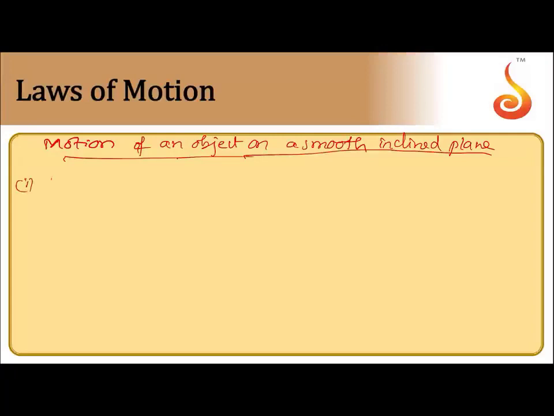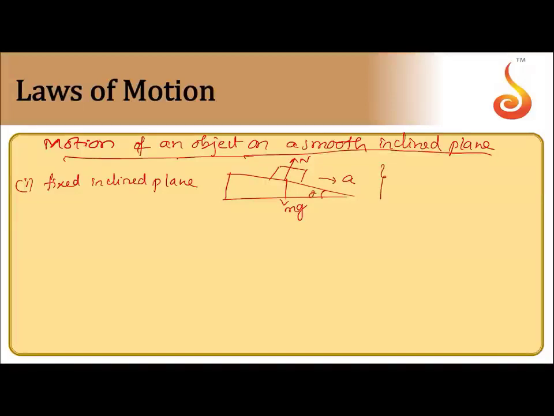First case, a fixed inclined plane. Now, what are all the forces? N, mg, and this is accelerating down, and of course this angle is theta. So what are all the forces and what are all the equations?